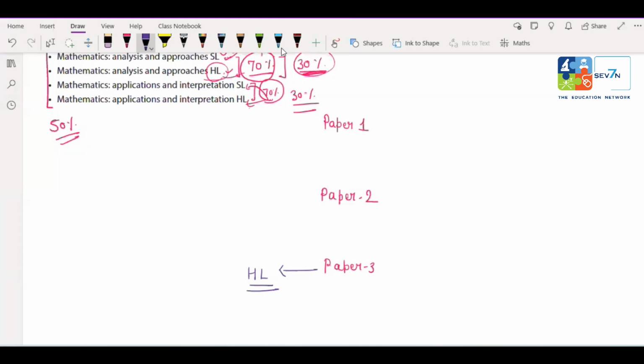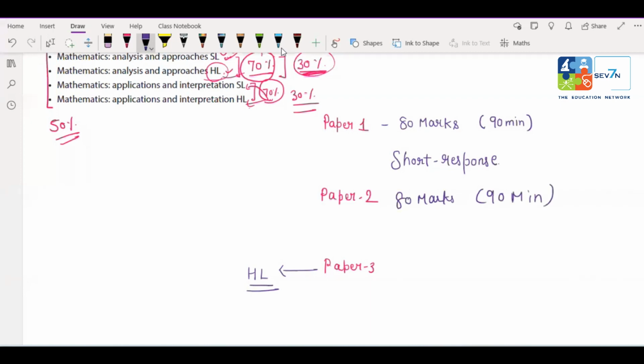Now we need to discuss which different types of questions are coming in these 3 papers. In this first paper, it is an 80 marks paper and 90 minutes is the time to complete this paper. In this paper, we have short response answer type questions. But in paper 2, the same 80 marks, 90 minutes, but long responses, right? Yes.